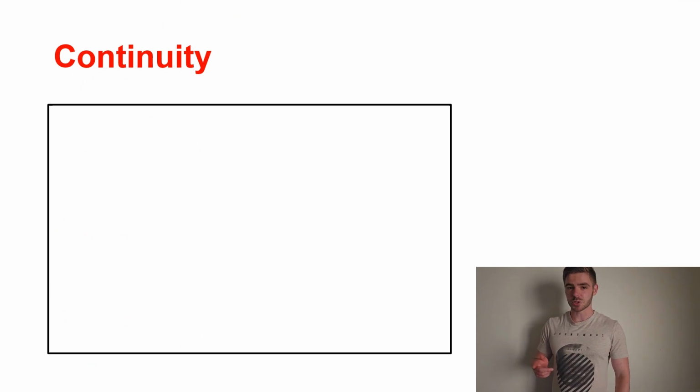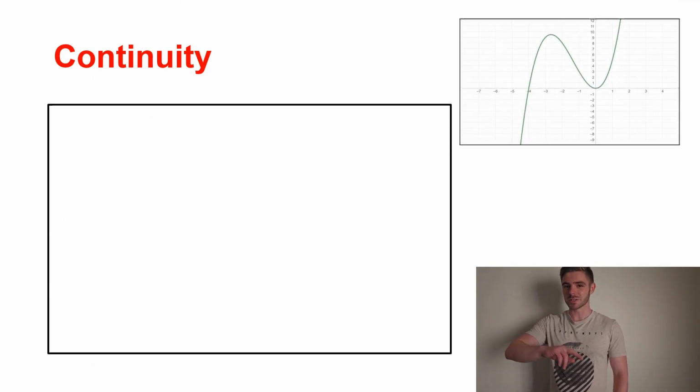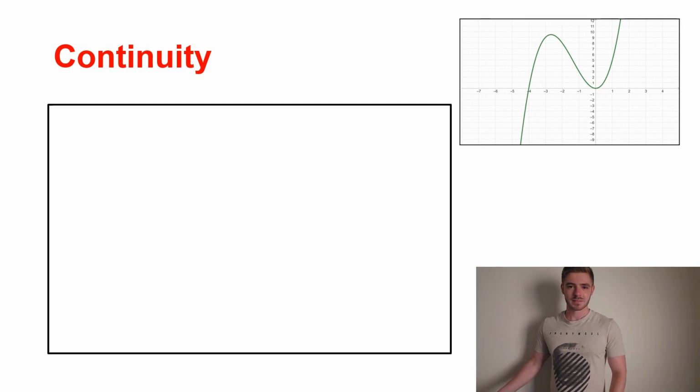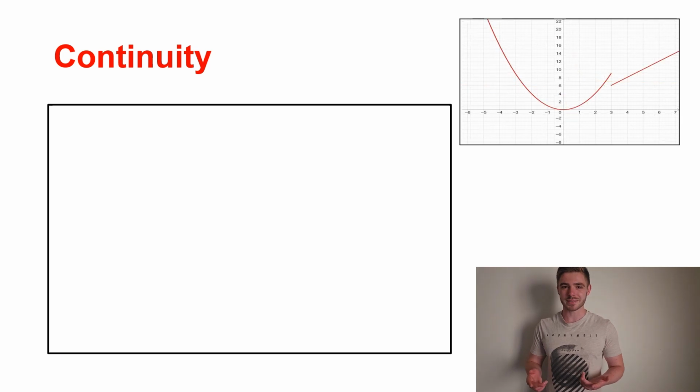Now we can move on to continuity. In basic terms, a function is continuous if it's just one smooth curve with no breaks. Simply put, if a function doesn't have any vertical asymptotes or broken lines, then we can be fairly confident that it's going to be continuous. But let's dig a little deeper.